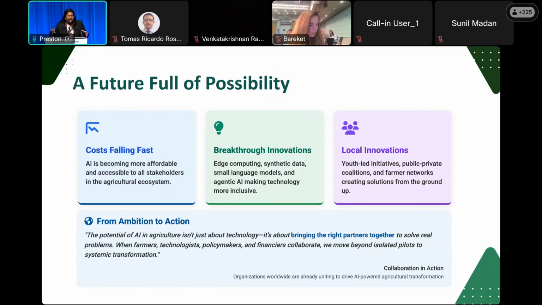We also see this as a collaborative effort because not all the investments are sector-specific. We need some sector-agnostic investments also required. So we see this as a future full of possibility.